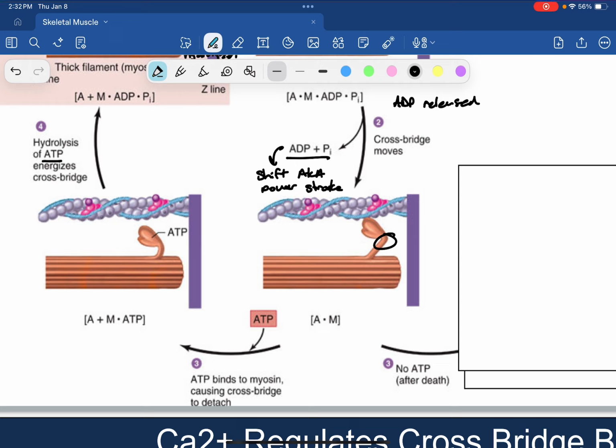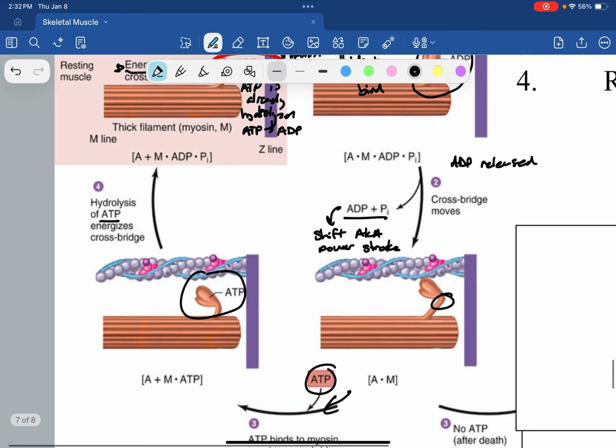So if we follow this arrow down here, we have our ATP again, and our ATP is going to bind to our myosin. Now, once it binds to our myosin right here, it's going to cause it to detach. So, detachment. So, it causes our bridges to detach.